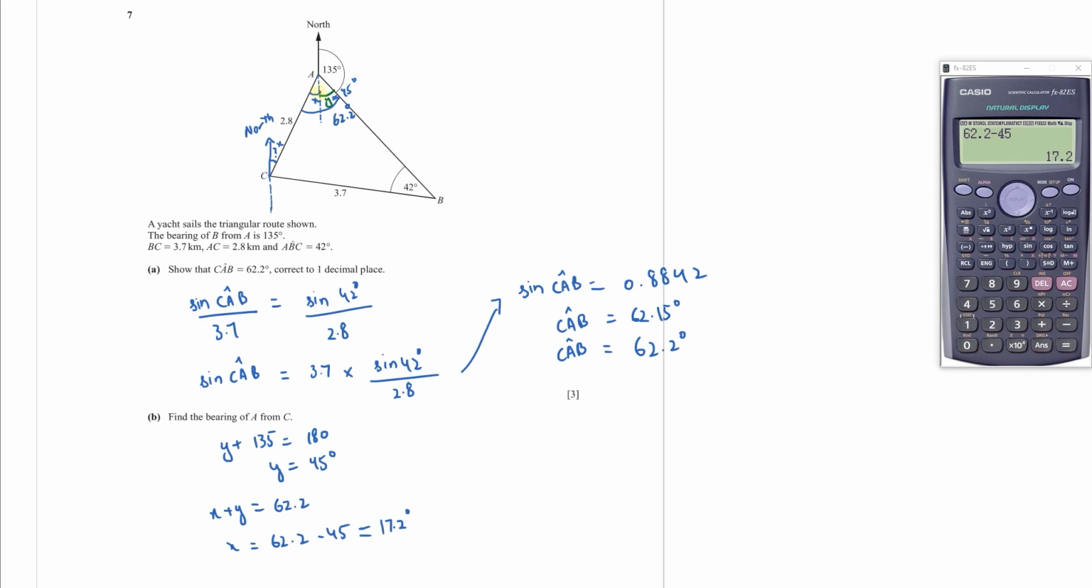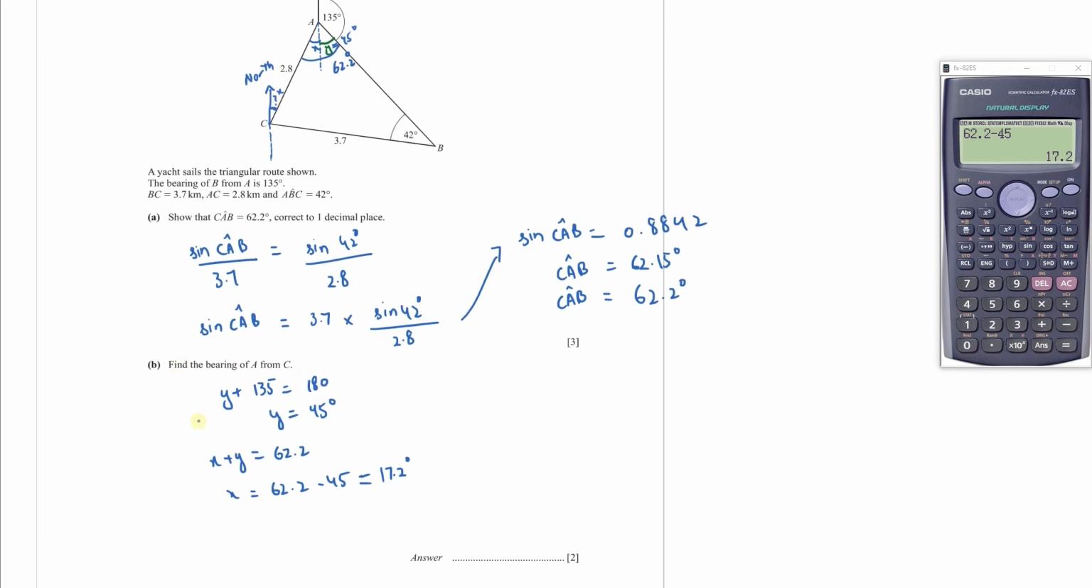So if this angle is 17.2, then this angle, using the alternate angles property, is 17.2 as well. So your bearing of A from C is 017.2 degrees.